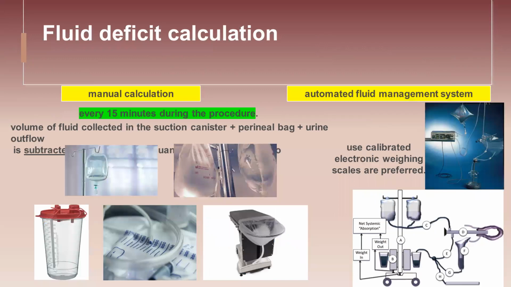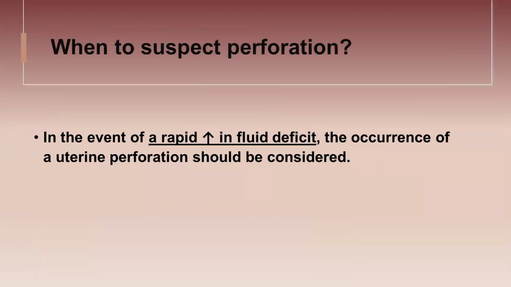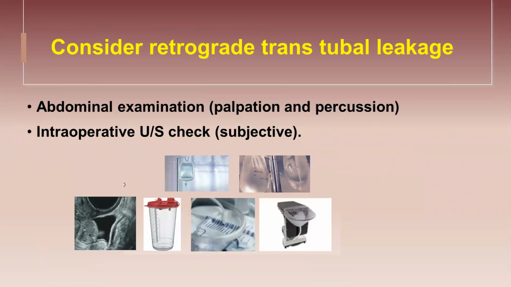patient. And fluid deficit, which is the difference between input and output, can be calculated every 10 to 15 minutes by subtracting the fluid in the perineal bag and in the suction canister and the urine output. Subtract this collected fluid from the infused fluid intravenously and intrauterine. And we can suspect perforation if there is a rapid increase in fluid deficit and, of course, poor visualization due to bleeding and collapse of the endometrial cavity.